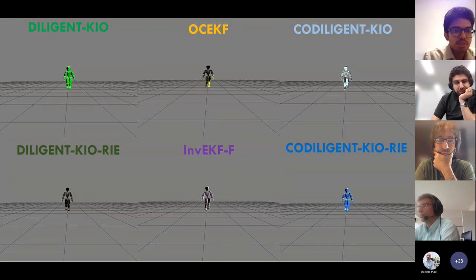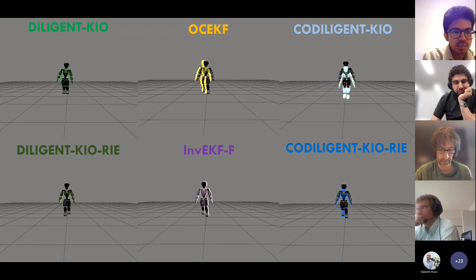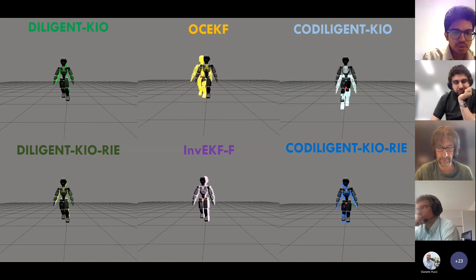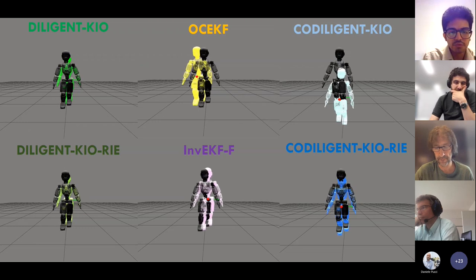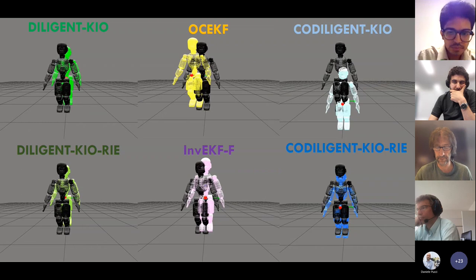Here we show a comparison of all the estimators for a walking experiment conducted on the iCub 3 humanoid robot in simulation, where the robot is walking for 3 meters. It can be seen that the position drifts are inevitable, but the position drifts remain very small for the filters that exploit some or all of the properties of the invariant filtering framework, which we can see in the bottom right.